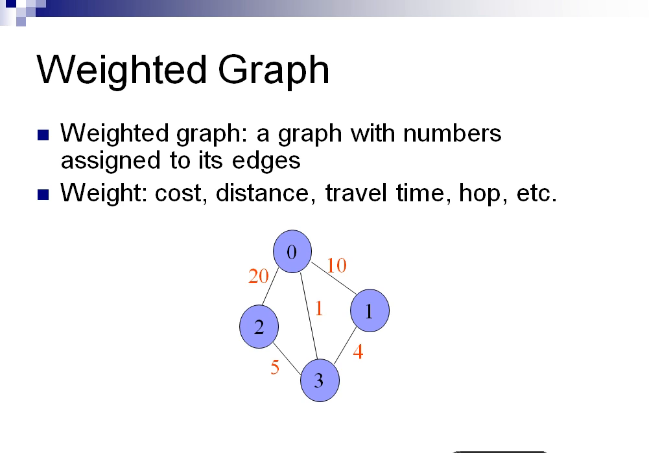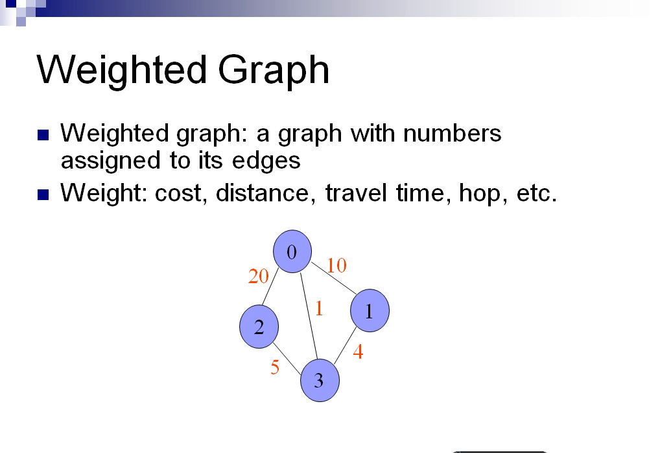Then we have weighted graph. Next type of graph is weighted and unweighted graph. Let us see what we mean by weighted graph. A weighted graph is a graph with numbers assigned to its edges. As you can see, here we have an example. We have nodes 0, 1, 2, 3, and we have connecting edges to these nodes which are labeled with some weight, which are having some weight assigned to it.